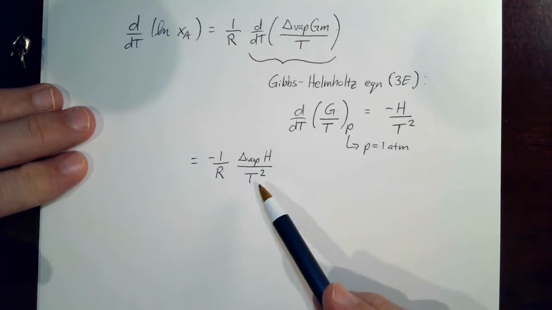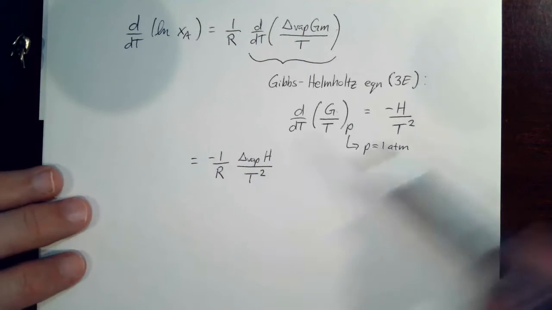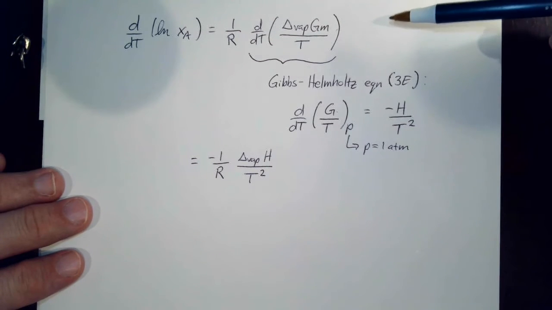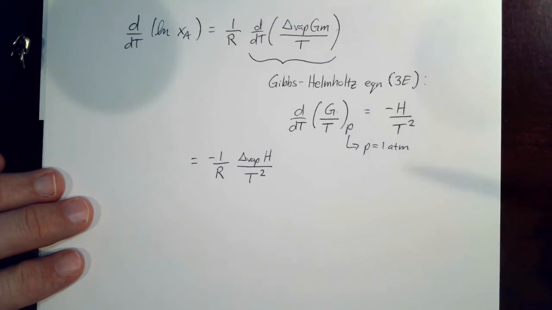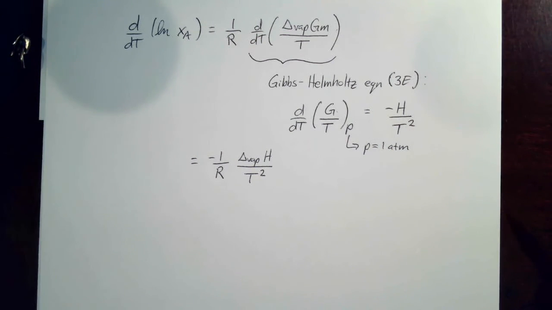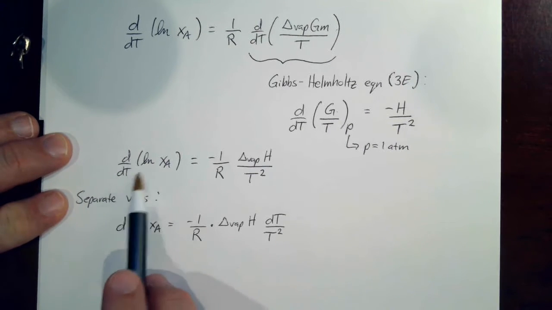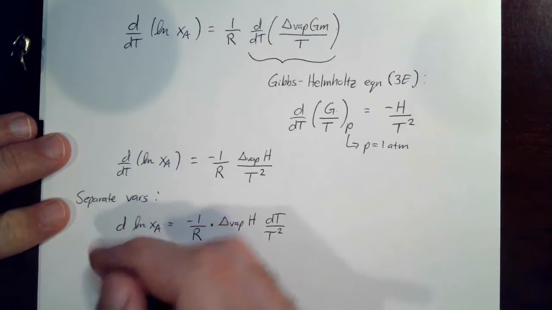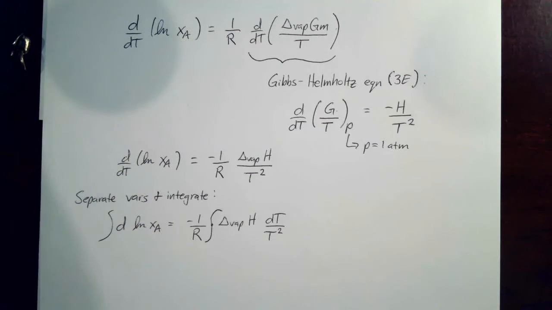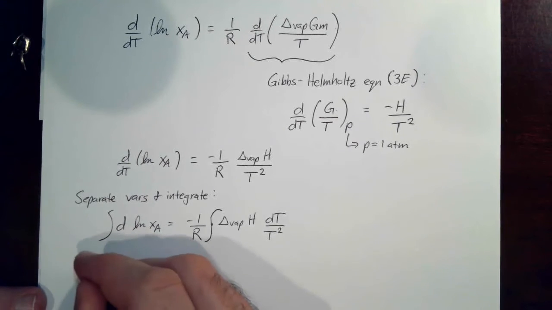All right, so now I'm going to separate variables and integrate both sides. We took the derivative, we used the Gibbs-Helmholtz equation, and now we're going to integrate it back. So we started with a formula for XA, and we're going to end with a formula for XA. This is what it looks like if I separate the variables. All I need to do is take this dT and multiply it over here. And now I'm going to integrate both sides of this. Before we can do this integral, we need to talk about the bounds of the integral.